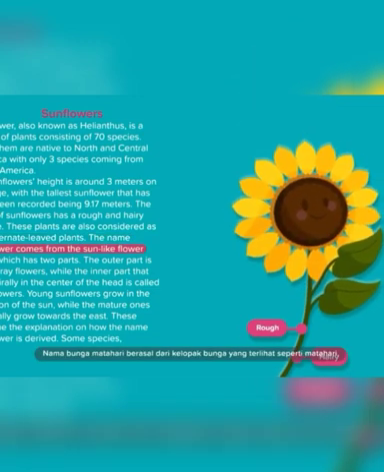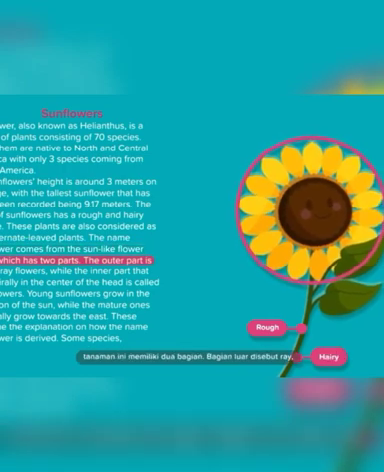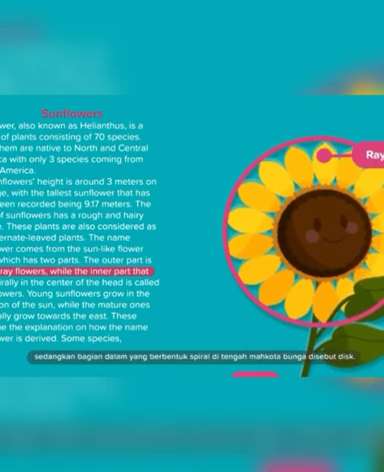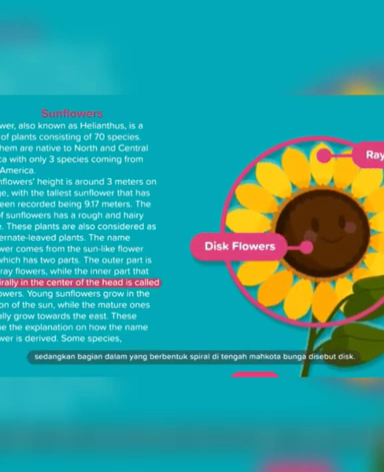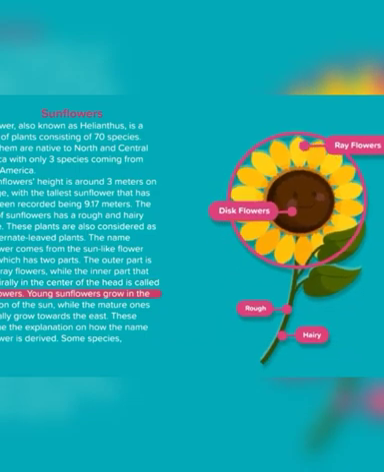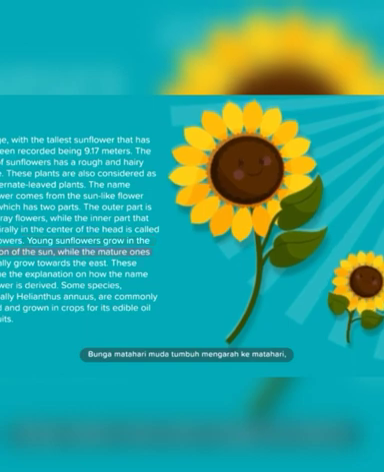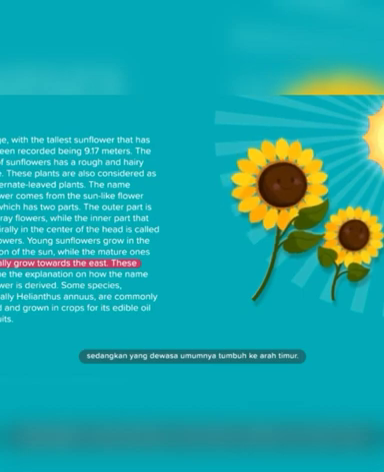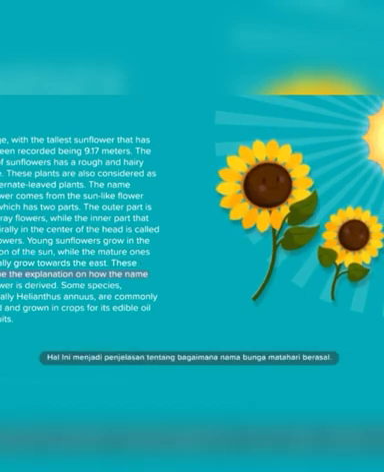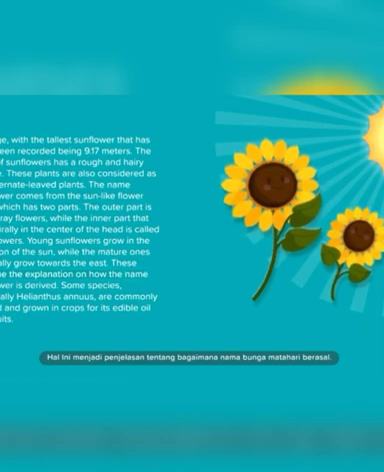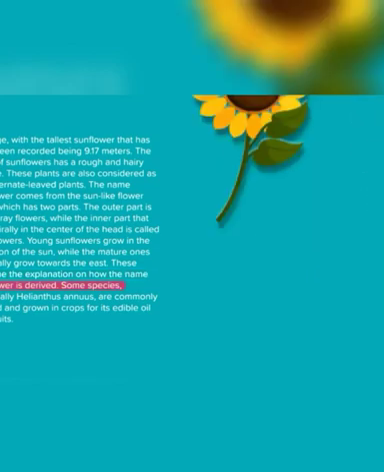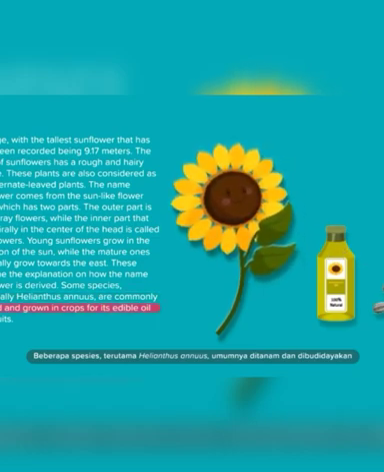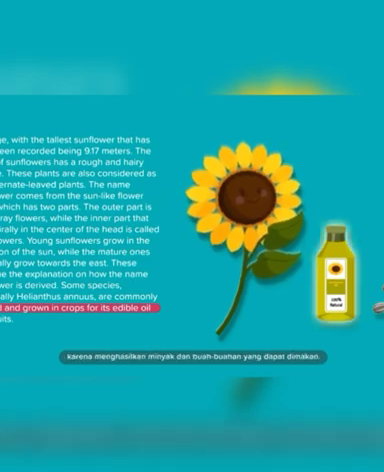The name sunflower comes from the sun-like flower head, which has 2 parts. The outer part is called ray flowers, while the inner part that lies spirally in the center of the head is called disc flowers. Young sunflowers grow in the direction of the sun, while the mature ones generally grow towards the east. These become the explanation of how the name sunflower is derived. Some species, especially Helianthus annuus, are commonly farmed and grown in crops for their edible oil and fruits.